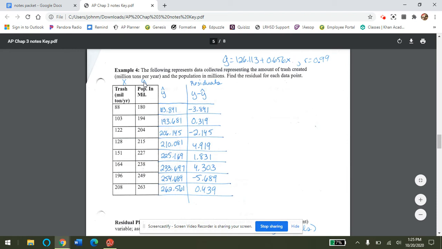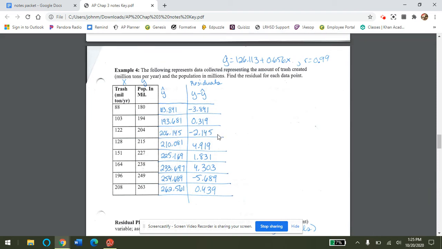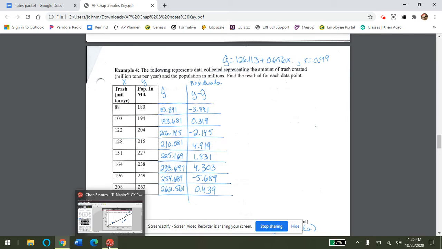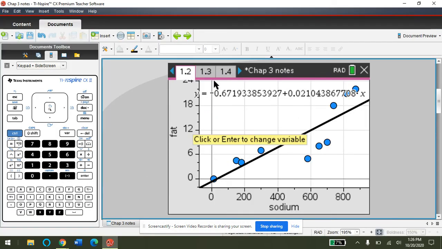So I can do, here's a y minus y-hat equals my residual, y minus y-hat equals my residual, and so on. This is a nice way you can organize this. So you're like, this is absurd, there has to be a faster way. Yep, you're right, there's totally a faster way, and I'm all about embracing those faster ways.